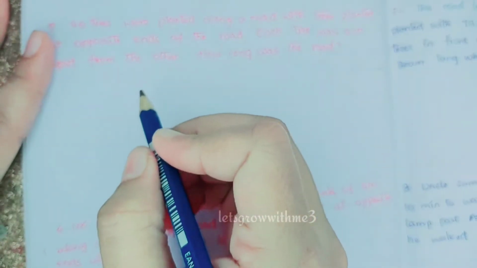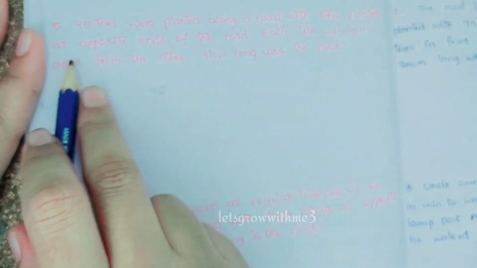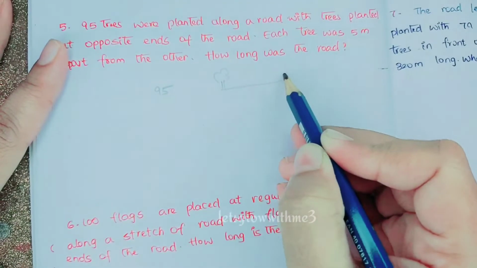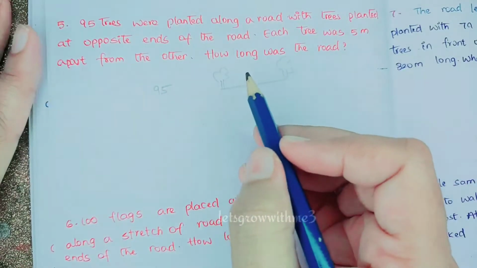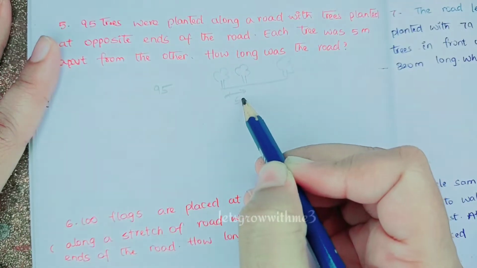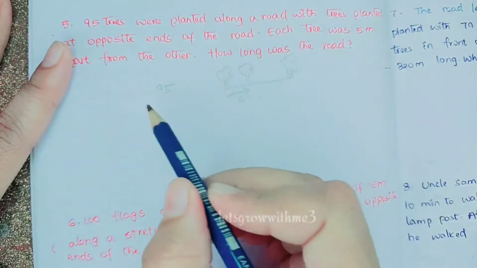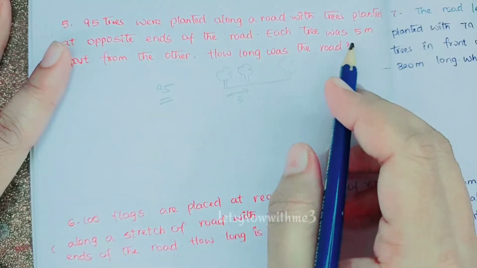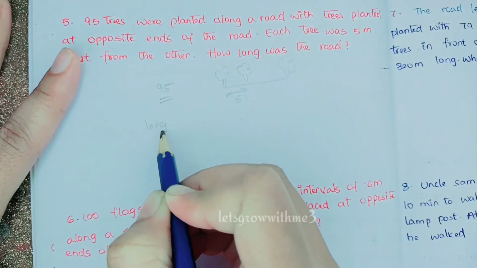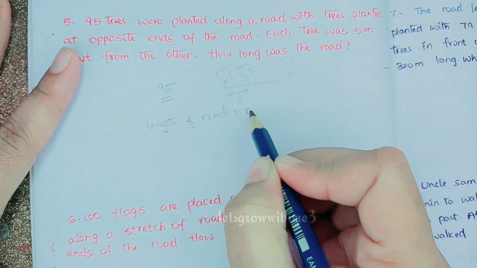So how many trees? 95 trees. So it's not an interval. We should be careful when we are dealing with trees or intervals. So this is the number of trees. Trees at opposite ends of the road means it's satisfying our case number 1. Each tree was 5 meters apart from the other. So each tree how much? 5 meters apart from the other means the interval length is 5 meters. We shouldn't forget this.